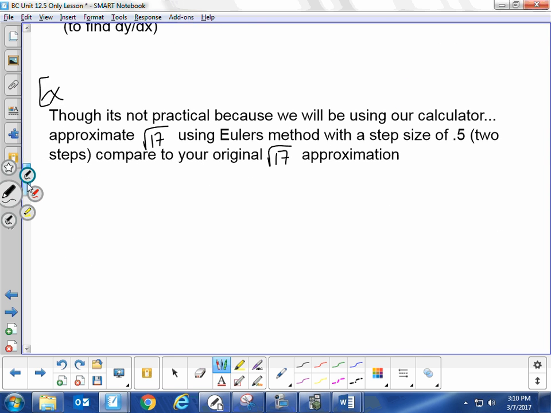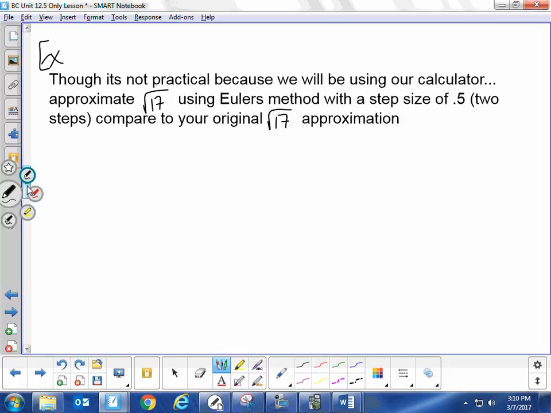So let's do an example. This is not a practical example because we're going to have to use our calculator. If you're using your calculator, you might as well just type in what the value is. But for a visual example of something that we've already done, here we go.